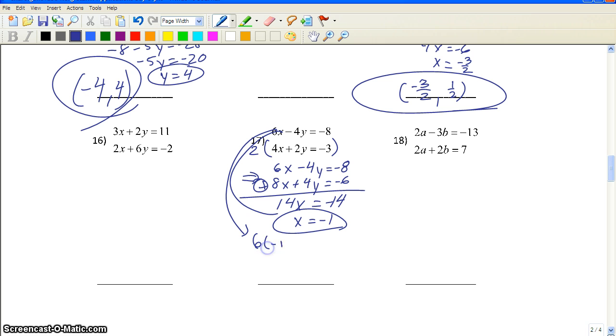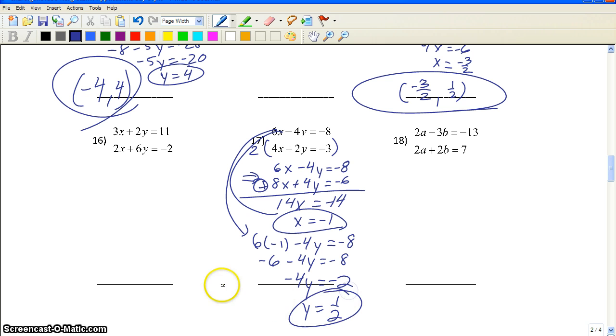So we're going to get 6 times negative 1 minus 4y equals negative 8, and we're going to solve this for y. So we get negative 6 minus 4y equals negative 8. I'm going to add 6 to both sides, so we get negative 4y equals negative 2. Y equals 1/2. Fantastic. So we get negative 1, 1/2.